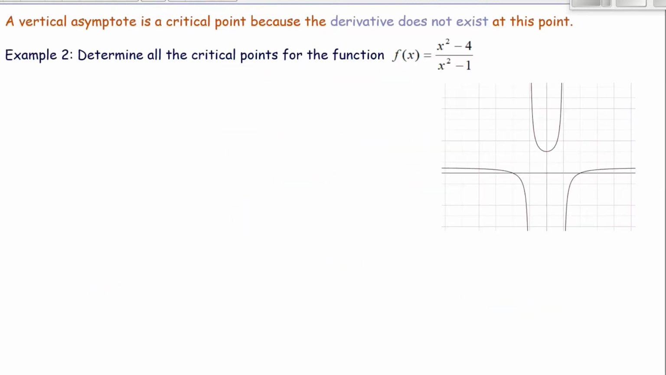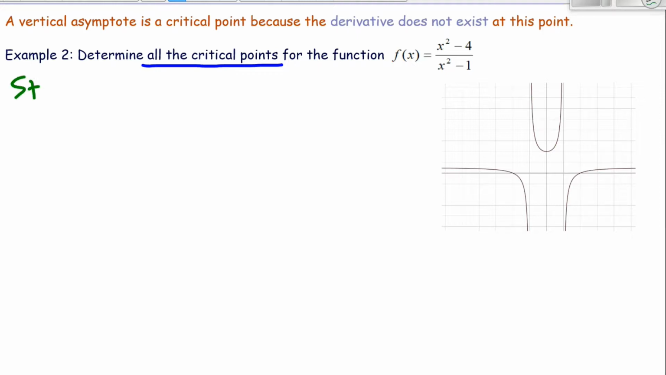Example 2. A vertical asymptote is a critical point because the derivative does not exist, from the definition of what a critical point is. So in this example, we are going to determine all critical points of this function. Step 1, we shall start with the asymptotes, so step 1 is to find the vertical asymptotes.